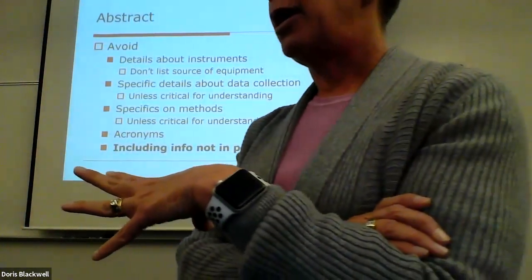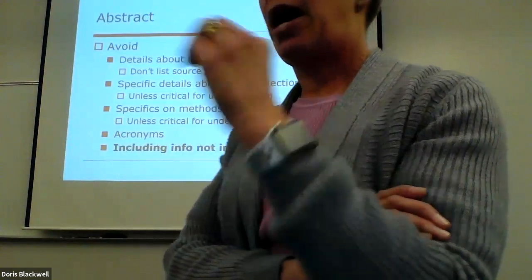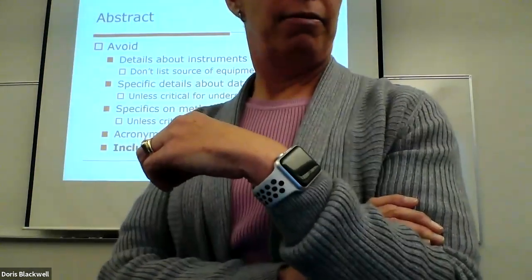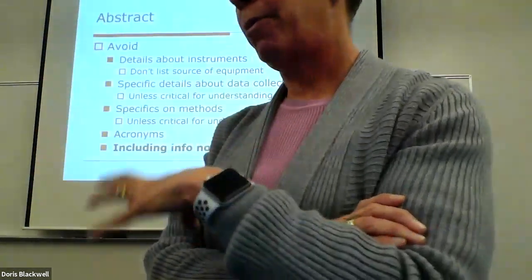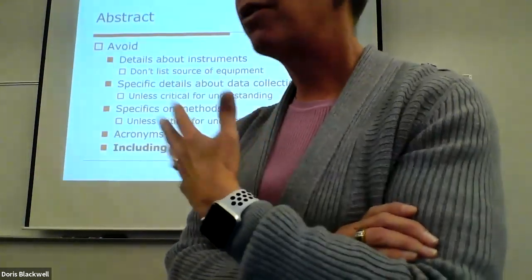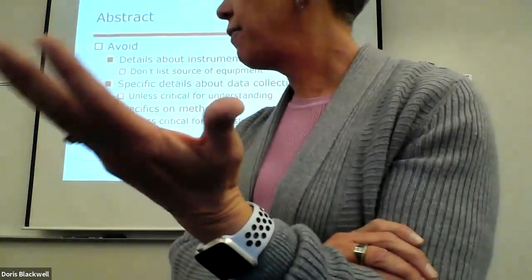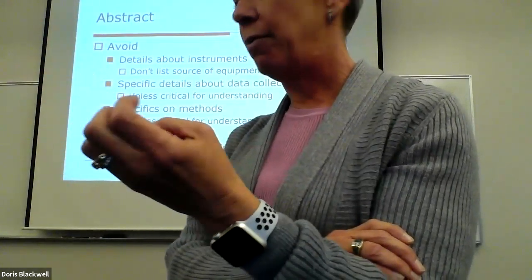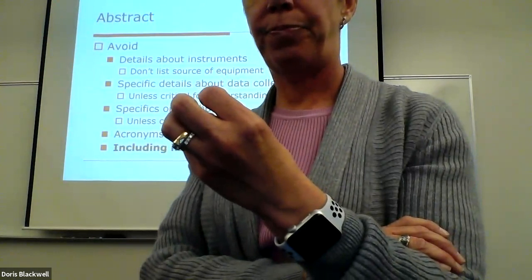And most importantly, we don't want to include anything in our abstract that we do not include in the paper, right? Only things from our paper go in our abstract. We don't say something in the abstract and then people are reading our paper like, I can't find that. That never is in the paper, right? We don't want that to happen.